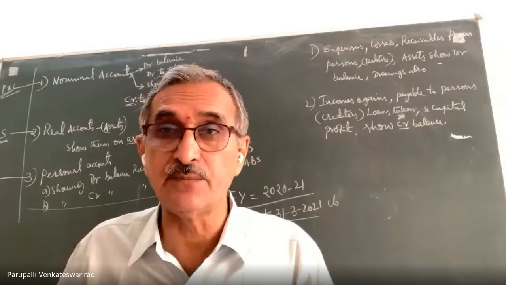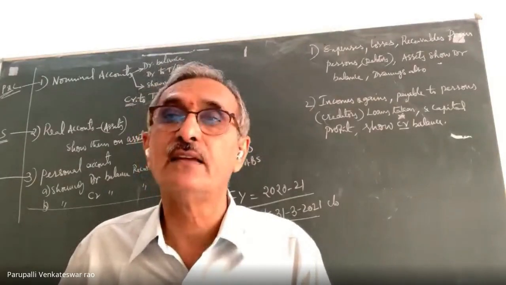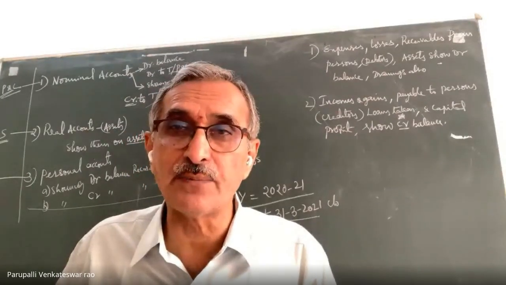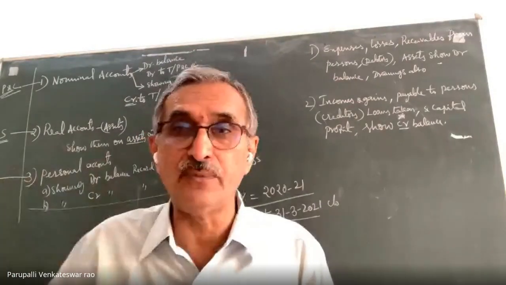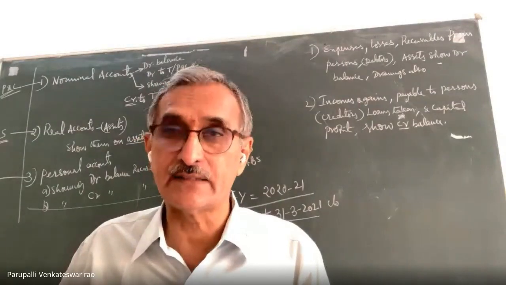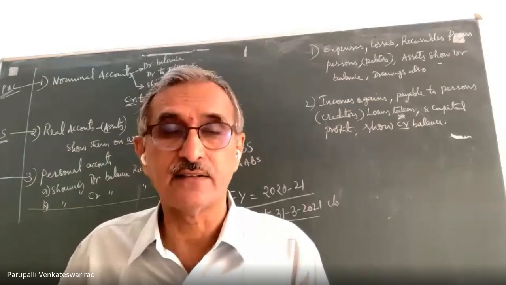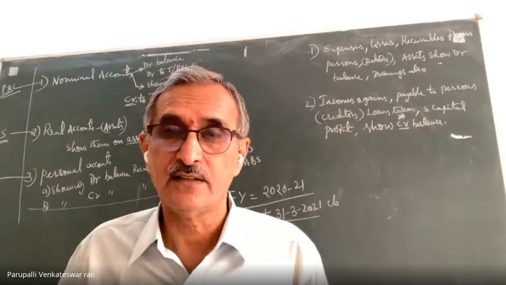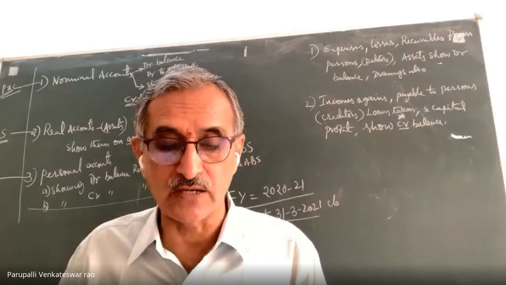Carriage outwards. This is important. Sometimes a manufacturer delivers the goods to the customer's place without charging, a free delivery. On goods sold, the delivery costs will be borne by the seller, the businessman bears it. This is a selling cost. That will be debited to the profit and loss account. That is called carriage outwards.